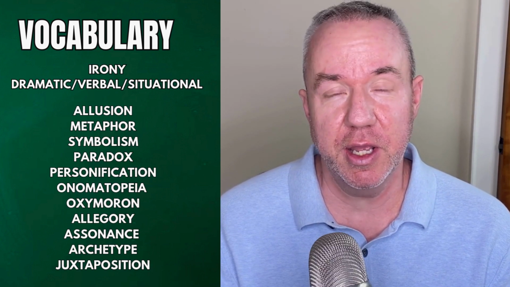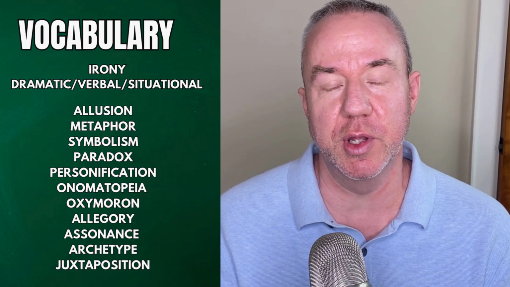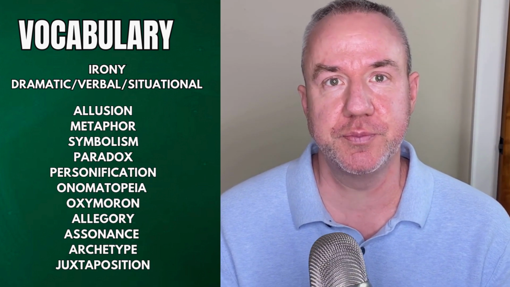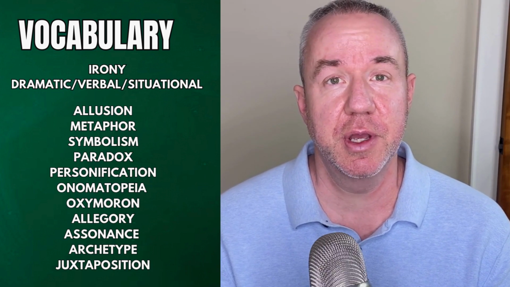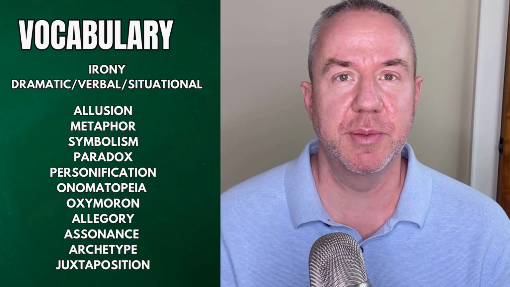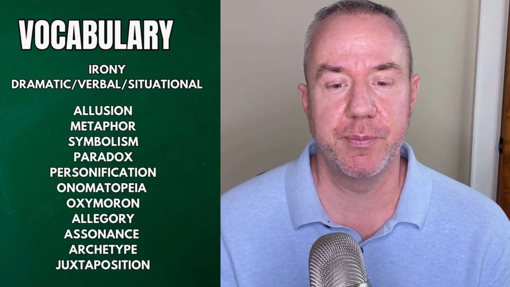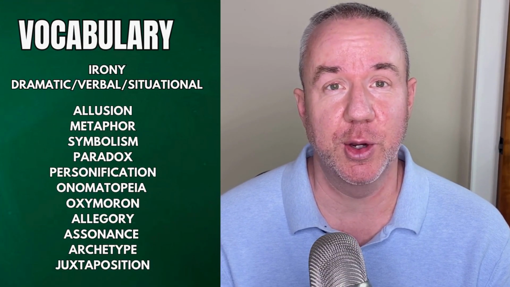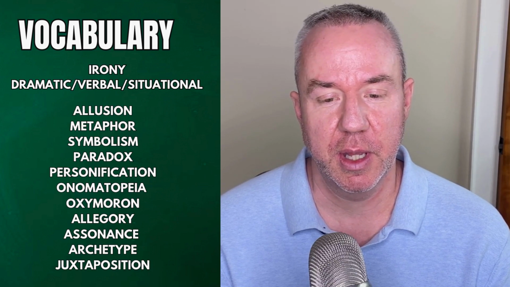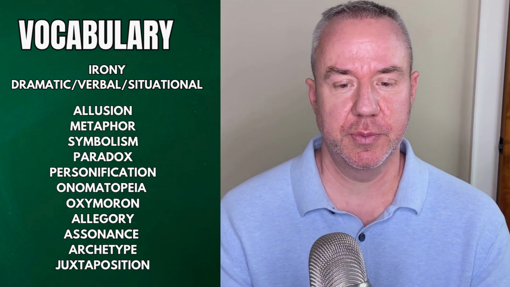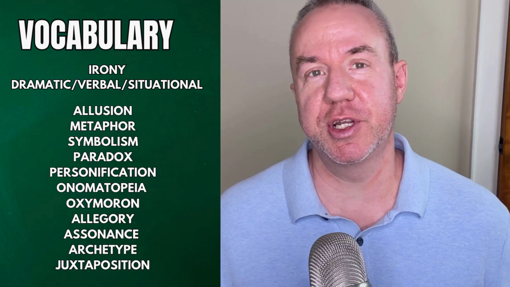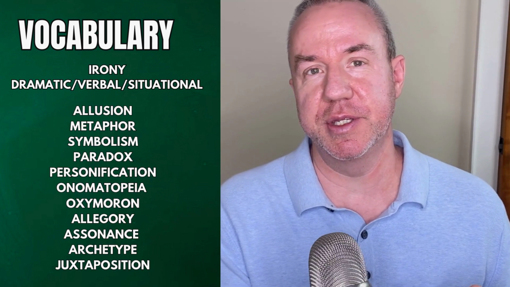We have irony, a few different kinds of irony that we will define together: verbal, dramatic, and situational. We also have allusions, metaphor, symbolism, paradox, personification, onomatopoeia, oxymoron, allegory, assonance, archetype, and juxtaposition. Again, we're just going to go and examine a few of these in detail today.